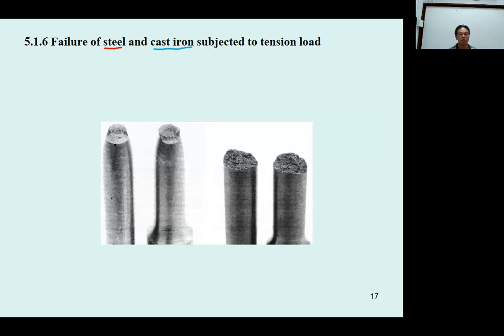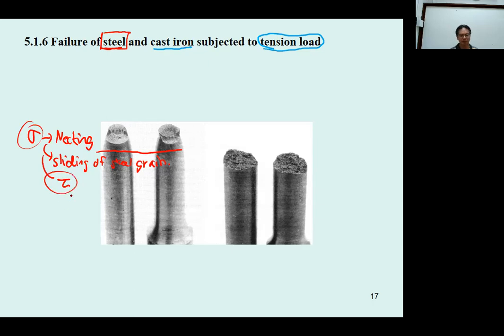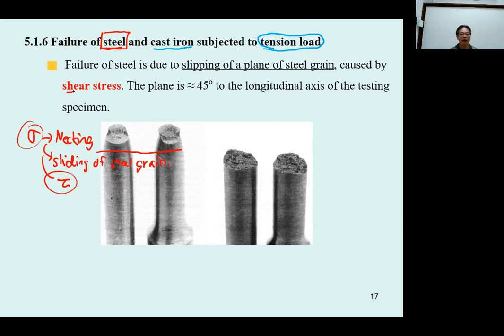For steel, when you do the tension test, the specimen is subjected to tension load, and the stress causes necking of the specimen. Necking is due to the sliding of the steel grains. The sliding occurs due to what? Due to the shear stress. So the steel specimen is subjected to normal stress, but it fails by shear stress.